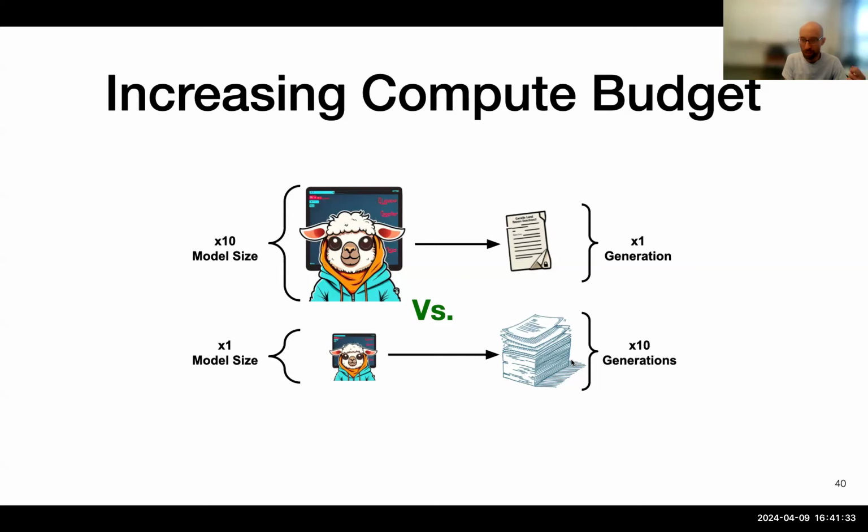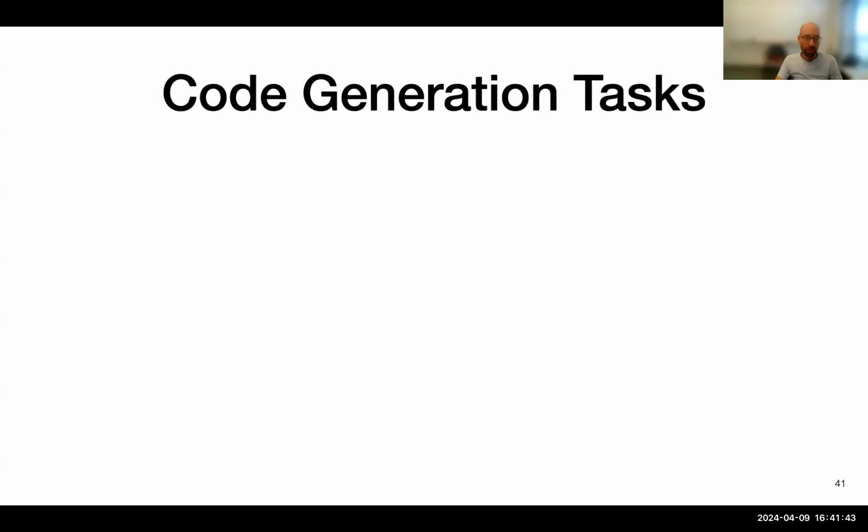And so we wanted to ask this question: given a fixed computation budget, what is the better way to allocate it? Using the larger model fewer times or the smaller model more times? To do that, we ran a bunch of experiments. In particular, we focused on code generation tasks. In code generation tasks, your input is some description of a function or a piece of code that you want to implement, and your output is some program in some programming language.